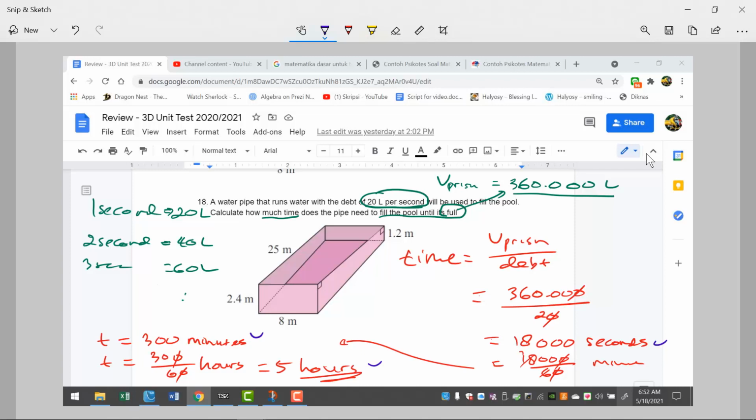But if the question has a specific instruction for you to convert that into a certain unit, you need to do that. But for this example, you don't have to do that. You can just stop until you get 18,000 seconds. Okay, so basically that's it.